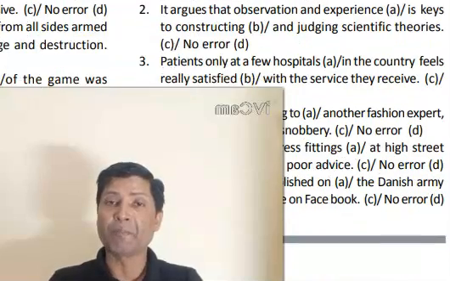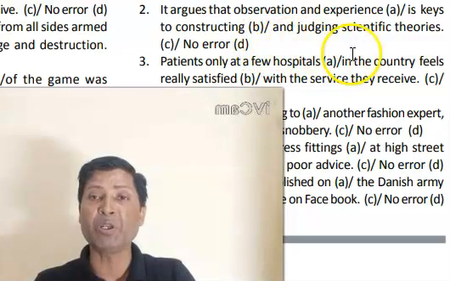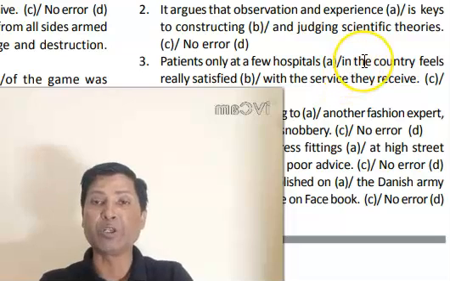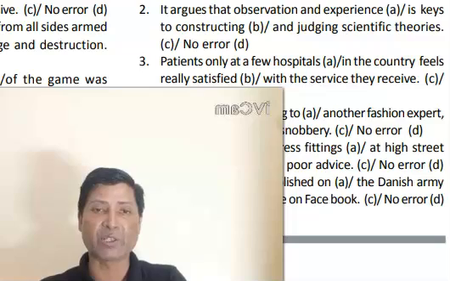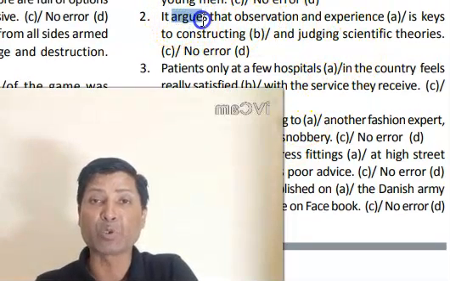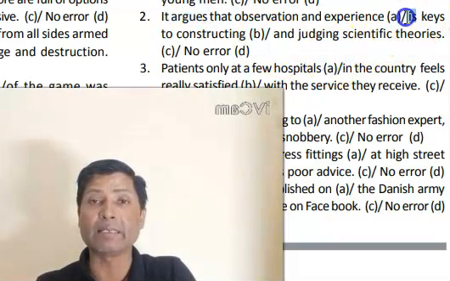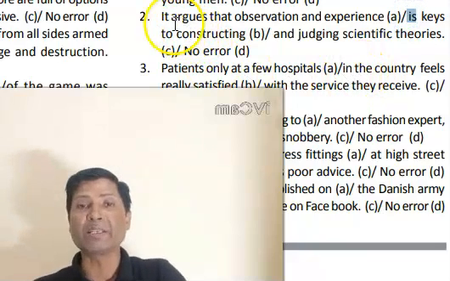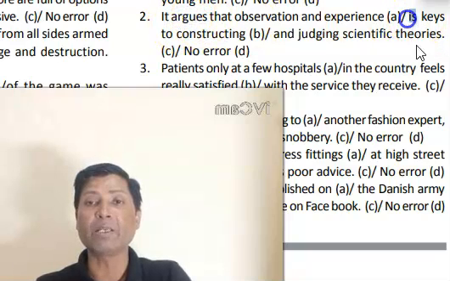One more question and then I will leave. It argues that observation and experience is keys to constructing and judging scientific theories. Fantastic question. How many verbs are there? 1, argues. 2, is. Two verbs. What is the subject of this verb? It. It is singular, therefore this verb is singular. What about this verb? What is the subject here?